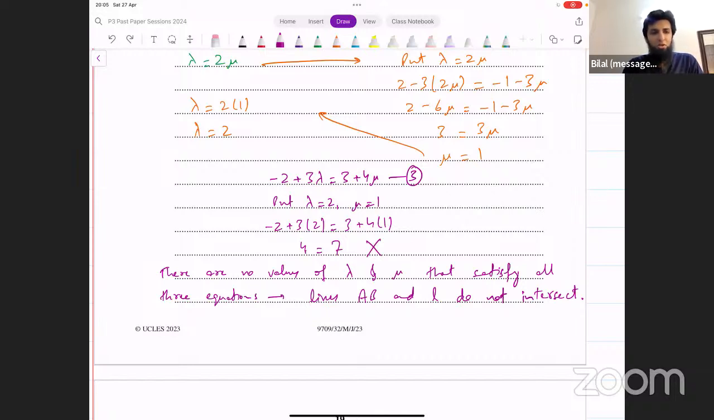Yes. So this is also called skew lines. When the lines are not parallel and do not intersect, we have another name for these lines, and we say that these lines are skew lines. Yes. Sometimes they use that terminology as well.